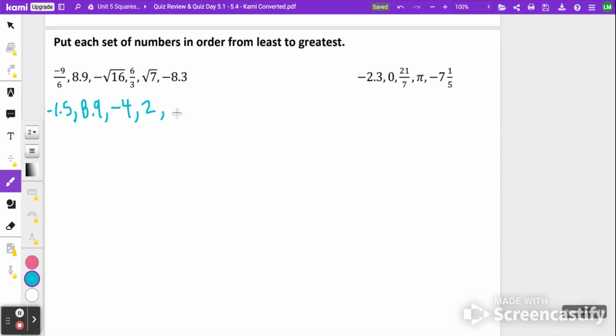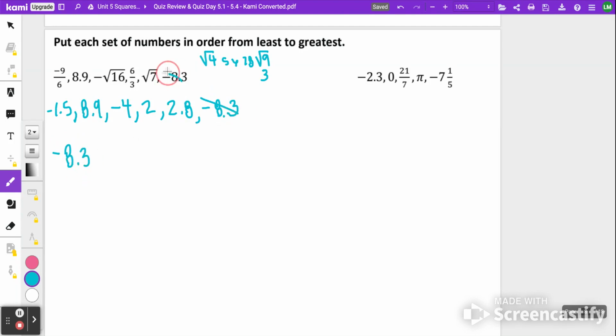is kind of in the middle because we have the square root of 4, and then the next up is square root of 9. So 5, 6, 7, 8. So it's closer to 3. So we can say maybe that's like 2.8 and then negative 8.3. Okay, start with our negatives first. Negative 8.3 is that biggest negative.